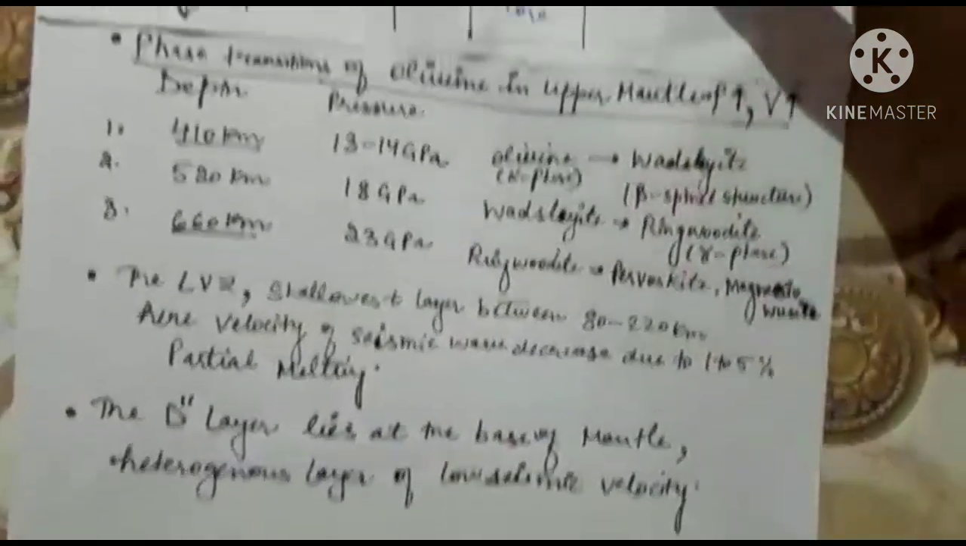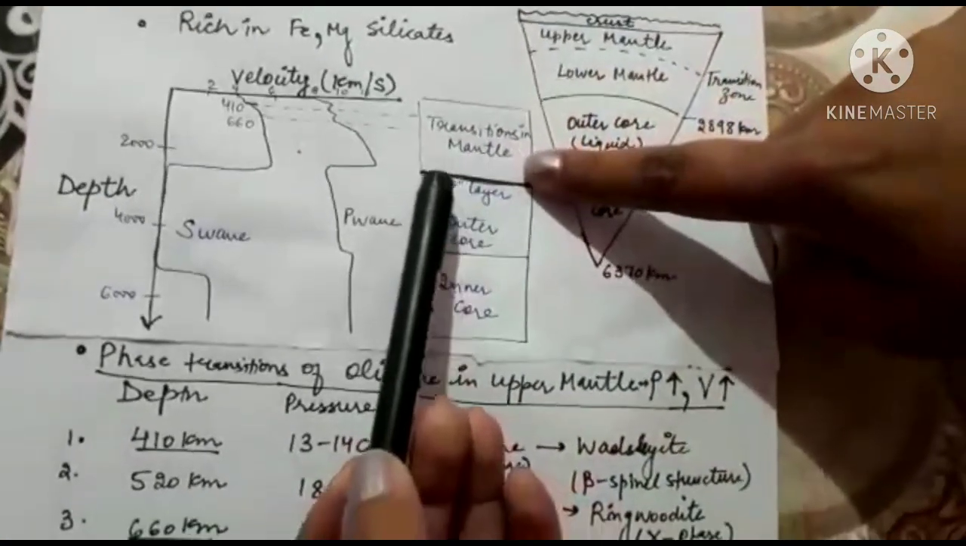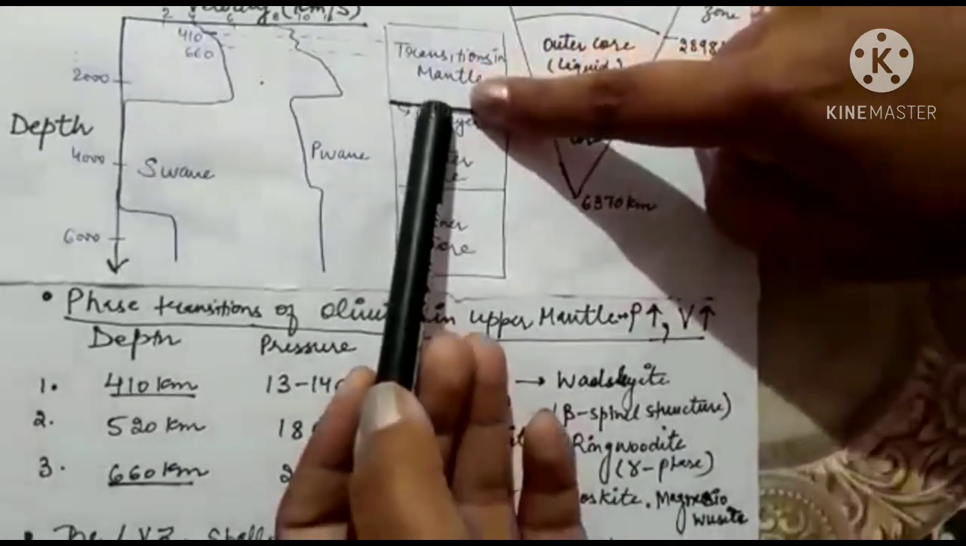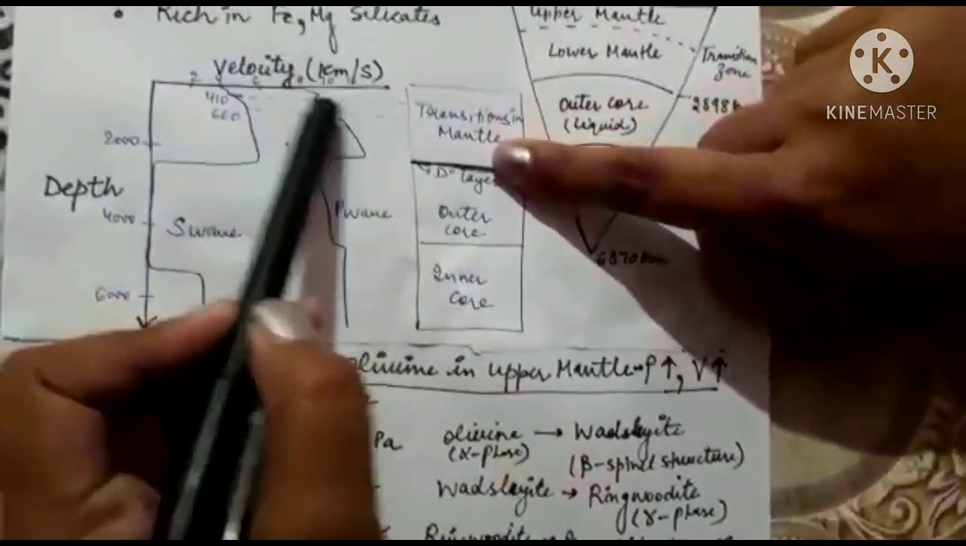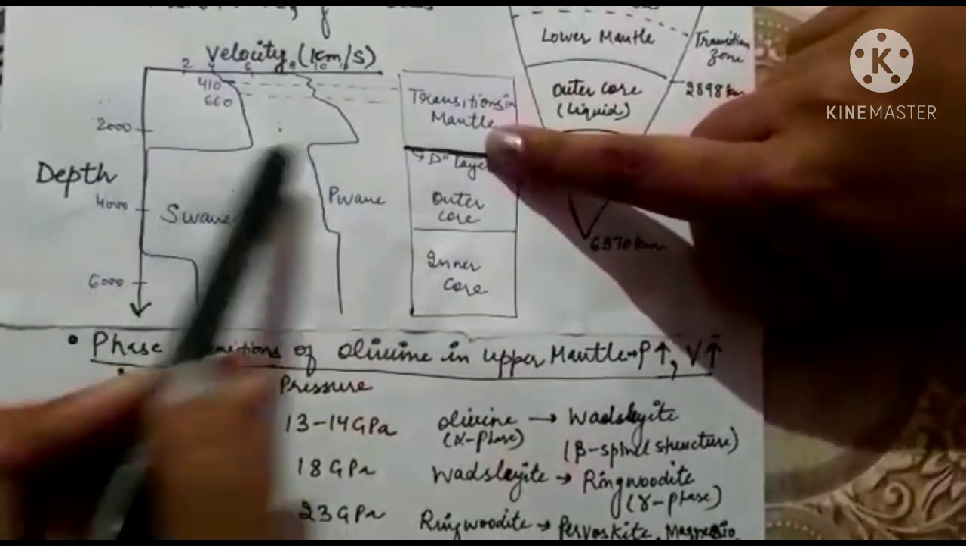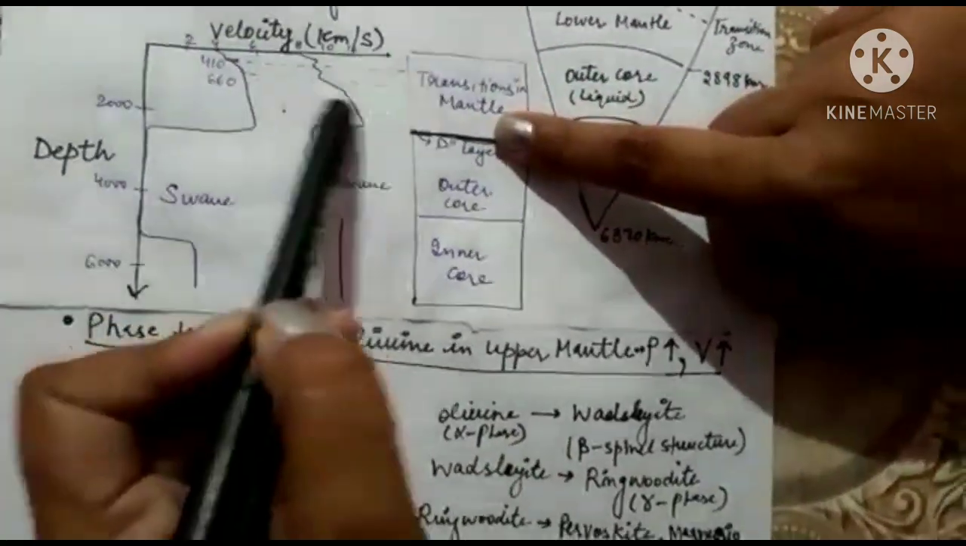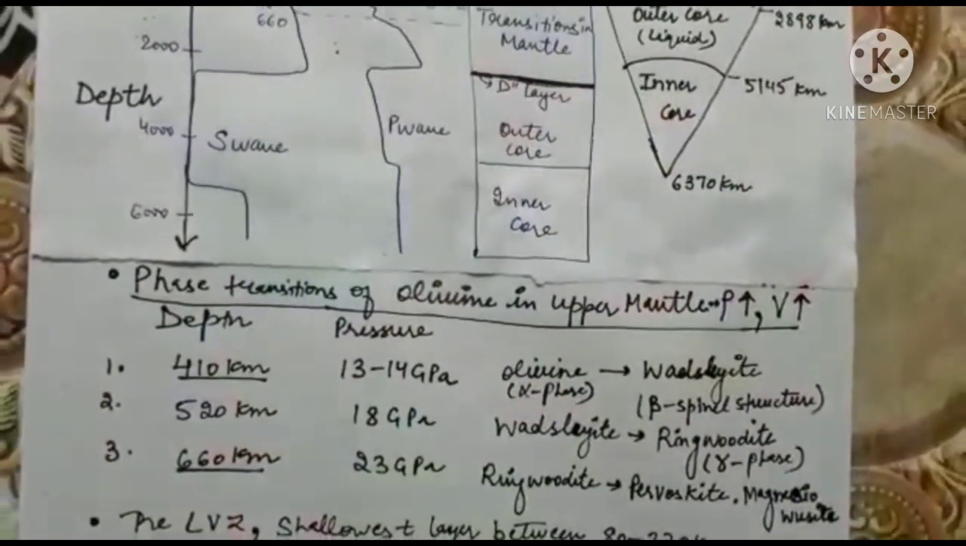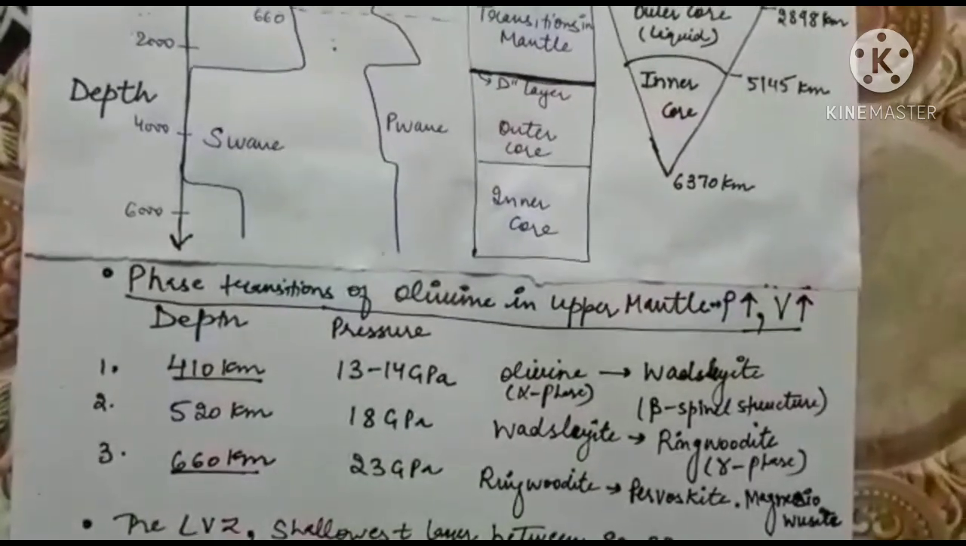You can see from this diagram I have drawn the D double dash layer at the base of the mantle. At this layer you can see the P and S wave velocities are decreasing. So this is the layer of low seismic velocity. So this was all about the mantle.